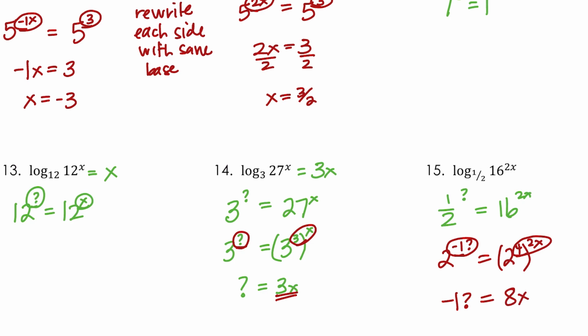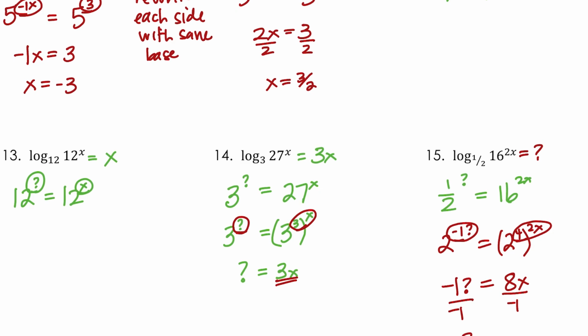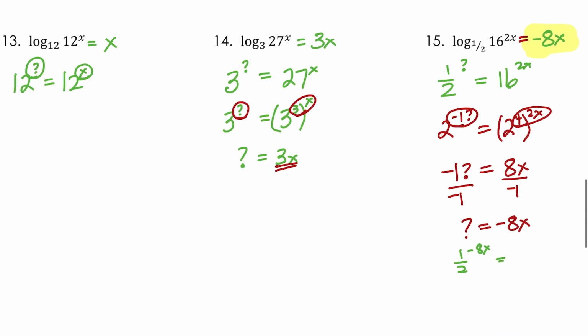So if I'm trying to solve for question mark, that's what I want to know, I divide by -1. And so I get question mark equals -8x. And so really, -8x is the answer to the problem they're asking. They're saying, 1/2 to what power is going to give me 16 to the 2x power. And so it's really 1/2 to the -8x power is the same as 16 to the 2x power.